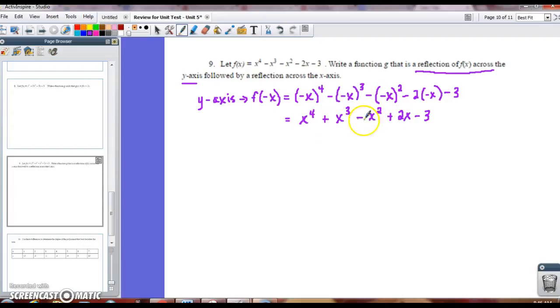across the y-axis, and now I need to do part 2 where I'm going to take this new function and reflect it across the x-axis.